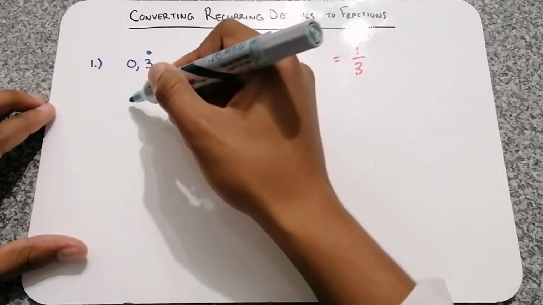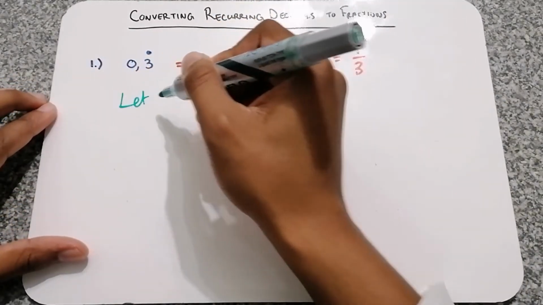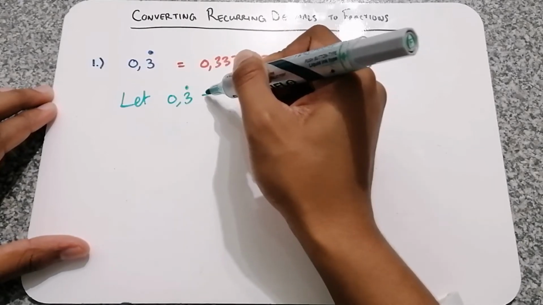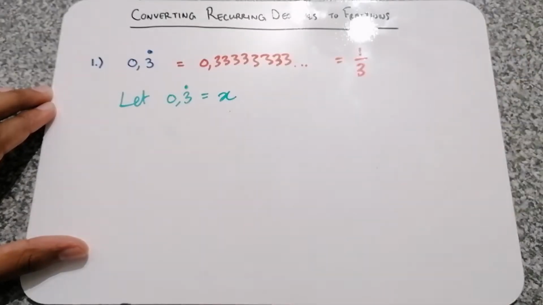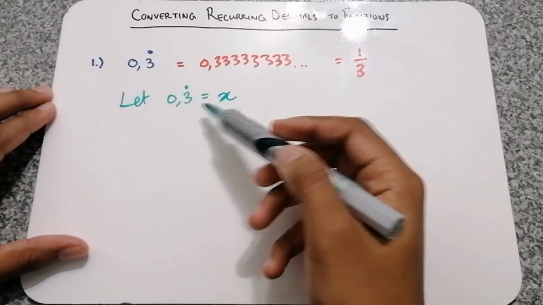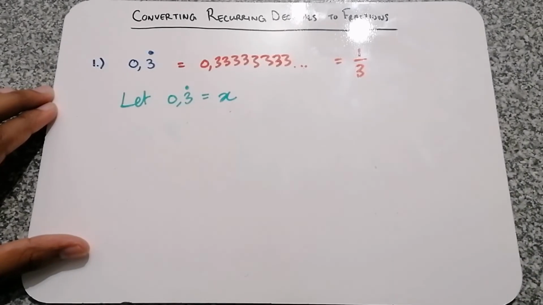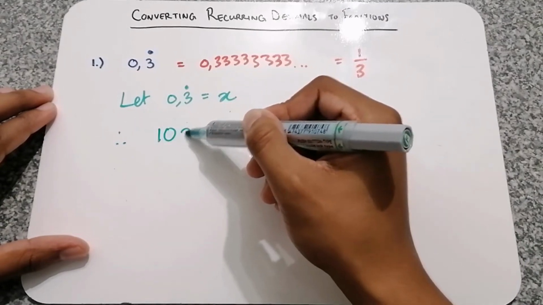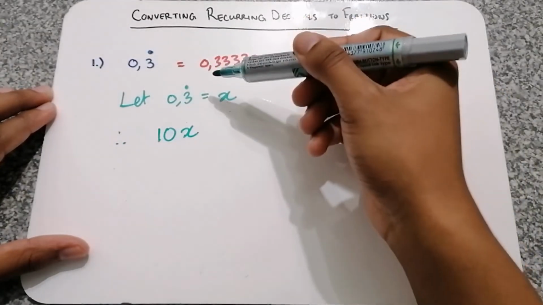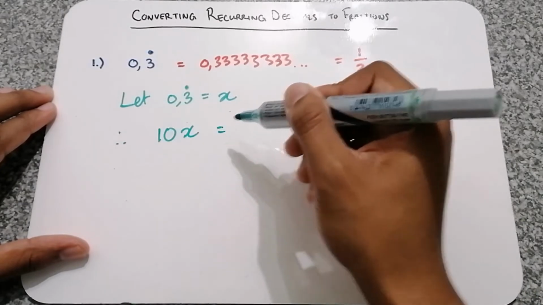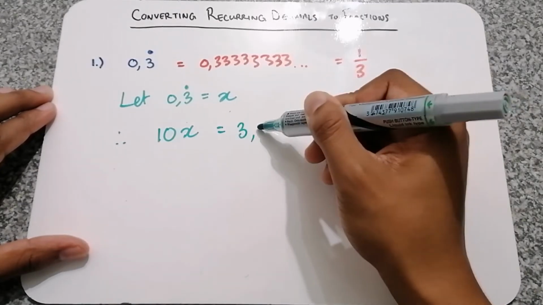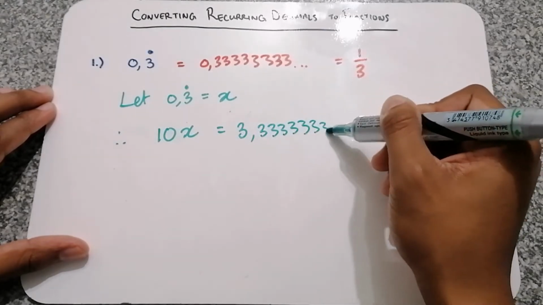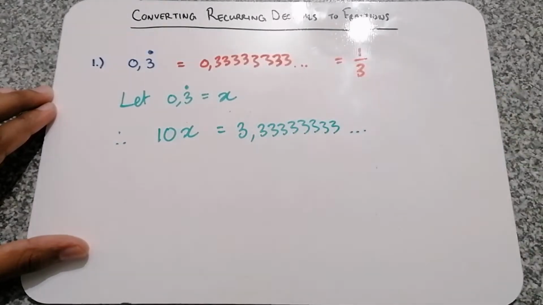We'll start off this by saying, let the decimal 0.3 recurring be equal to x. Okay, so if this is equal to x, we can then go ahead and say, therefore, 10x, if you multiply this by 10, this will be equal to 3.33333 recurring.